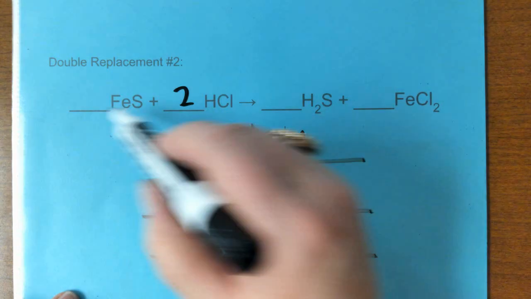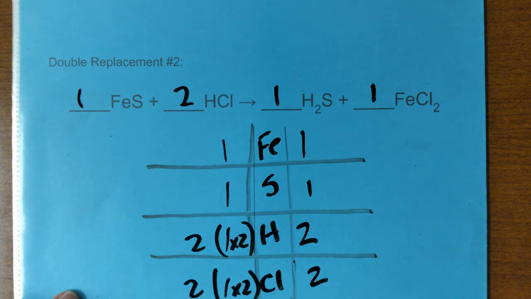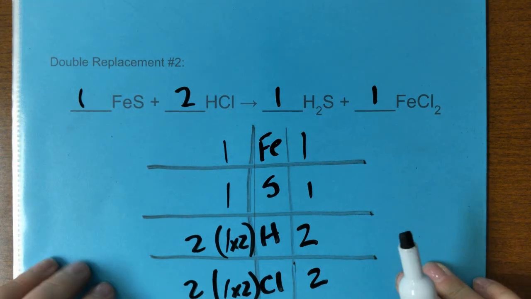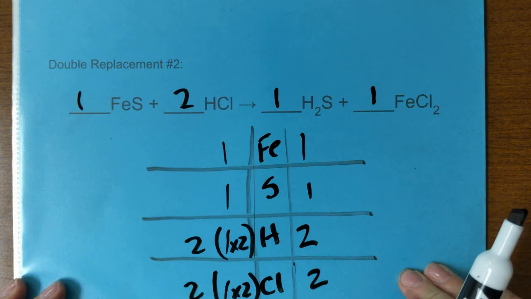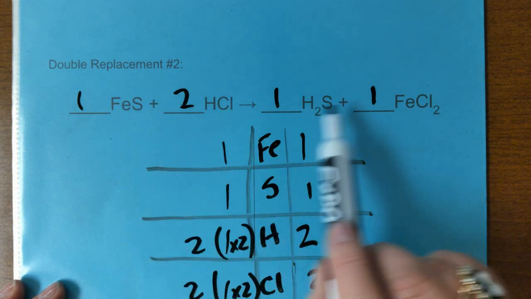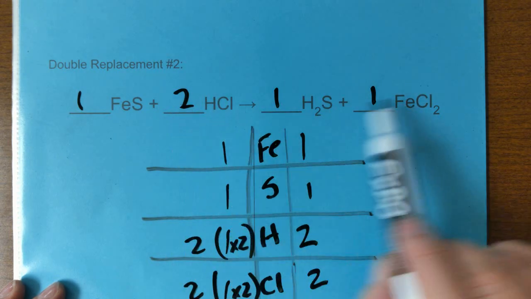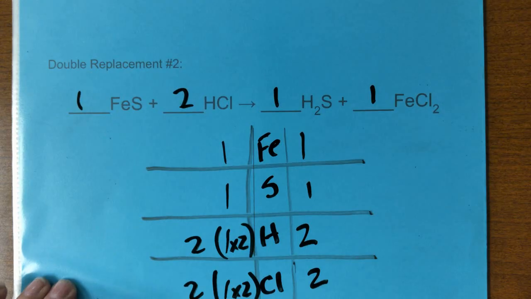Just because I don't have other numbers here doesn't mean I have 0. I have 1. You can put a 1 there, or leave it empty. Let's double check. 1 iron, 1 iron, 1 sulfur, 1 sulfur. 2 hydrogen, 2 hydrogen, 2 chlorine, 2 chlorine. I am balanced.